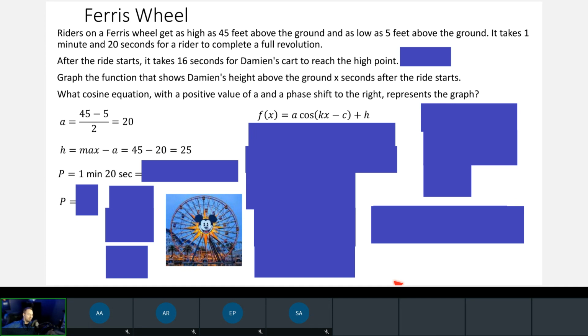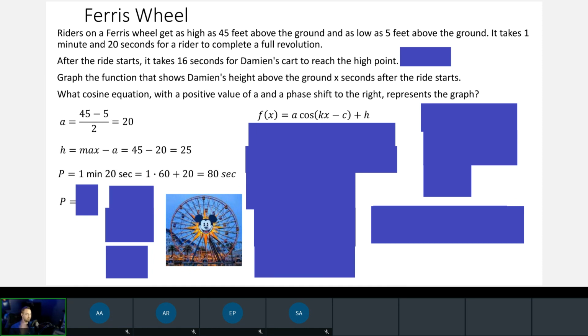We're using minutes and seconds. We either have to convert it all to minutes or all to seconds. We can't have minutes and seconds. So let's convert it to seconds. Plus we can avoid decimals that way too. There's 60 seconds in a minute, so it's 60 plus 20, which gives us 80 seconds.